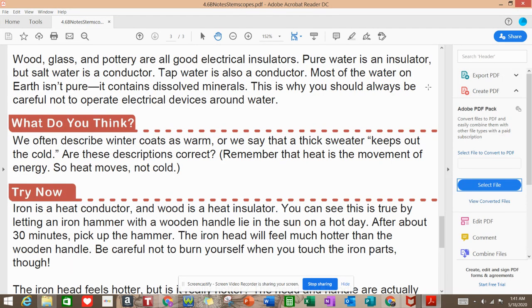What do you think? We often describe winter coats as warm, or we say that a thick sweater keeps out the cold. Are these descriptions correct? Remember that heat is the movement of energy, so heat moves, not cold.